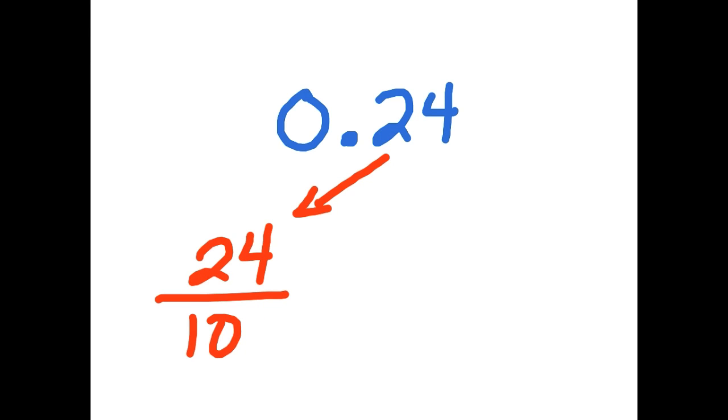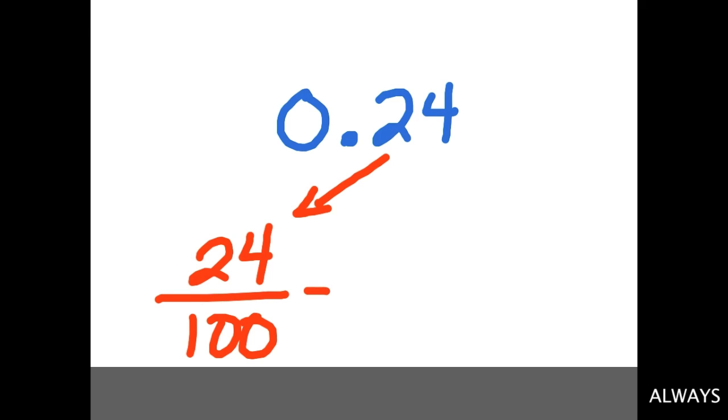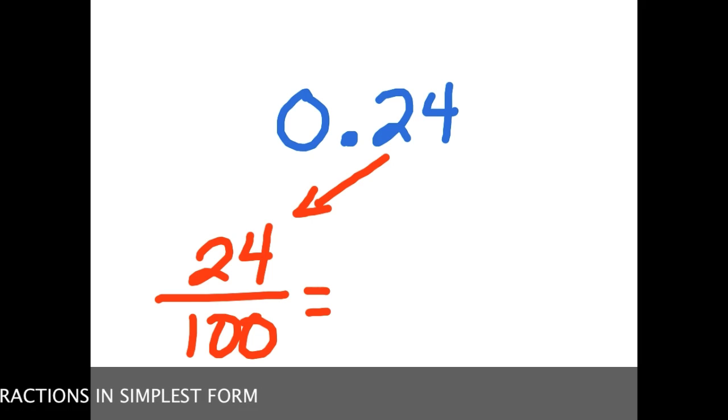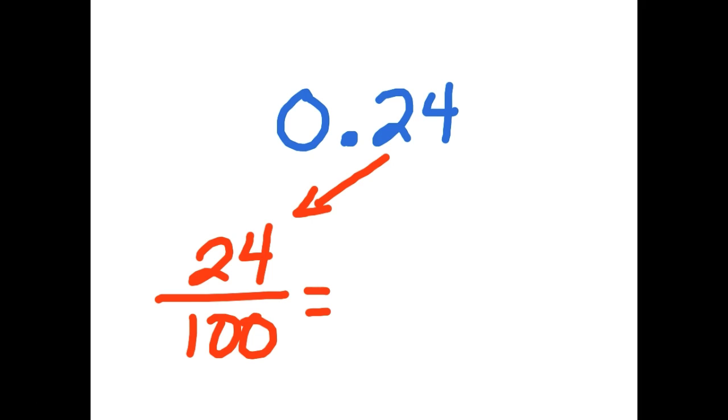Now, there's one step in converting a decimal to a fraction, and that's simply taking the number and putting it over 100. Once you've done that, then you need to simplify your fraction. So you have to ask yourself, what does the numerator and the denominator have that is a common factor?